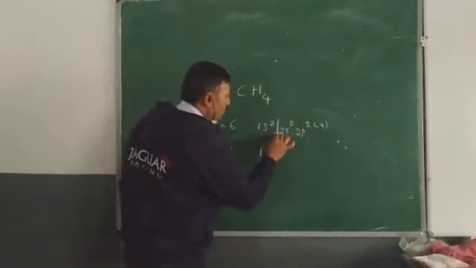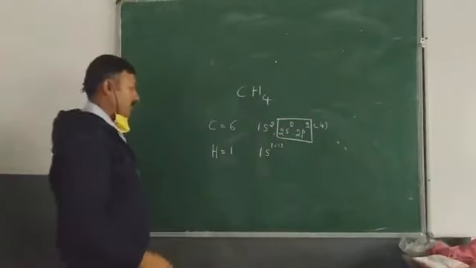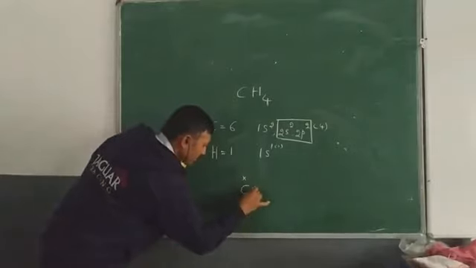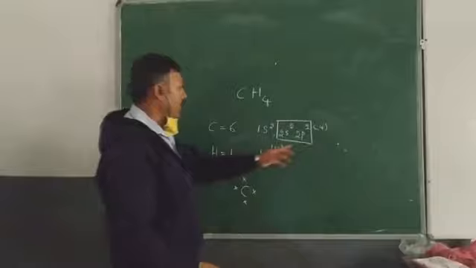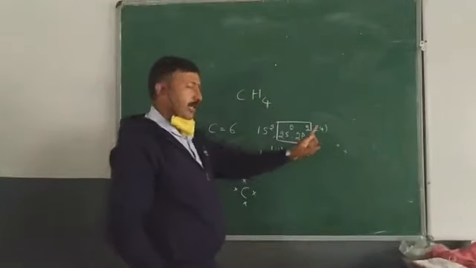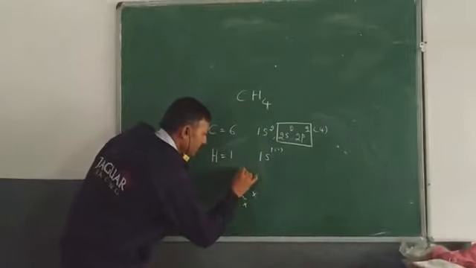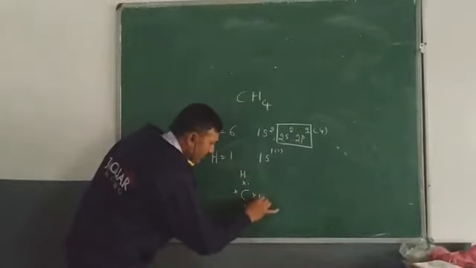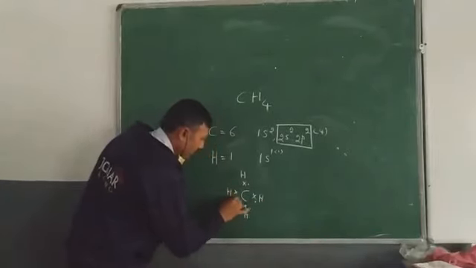Now in the outermost orbit of carbon there are 4 electrons, which can be represented as 1, 2, 3, 4. Now how many does it require? It requires 4 more electrons, so it will be sharing. Hydrogen requires 1, so it will be sharing with hydrogen: 1 hydrogen electron, 1 hydrogen electron, 1 hydrogen electron, 1 hydrogen electron.